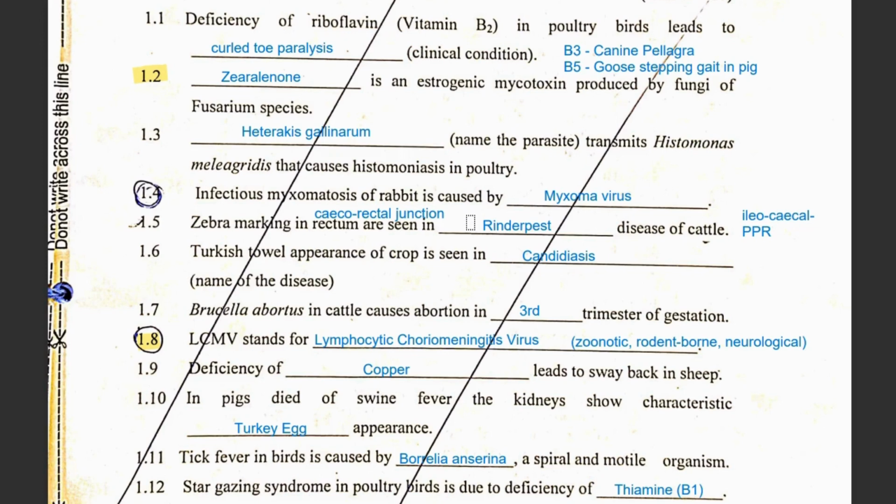get to see PPR or pestes des petits ruminants or pseudorinderpest. It is also known as goat plague or kata. This question is also asked frequently. In PPR, you get to see the zebra marking in the ileocecal junction. Do remember this, and it is very important.